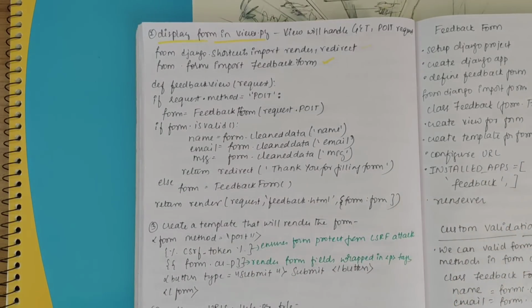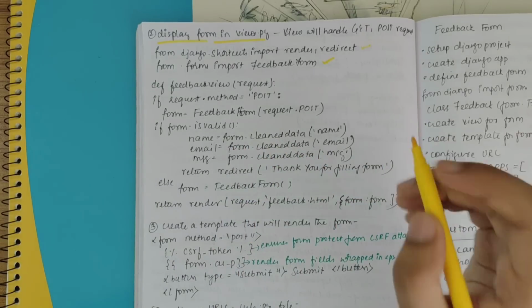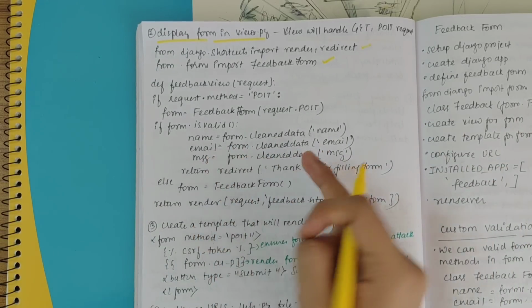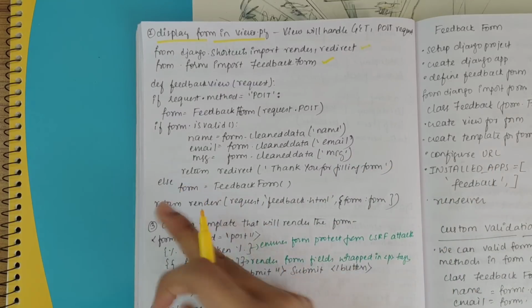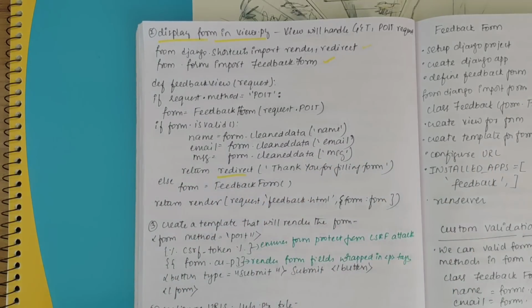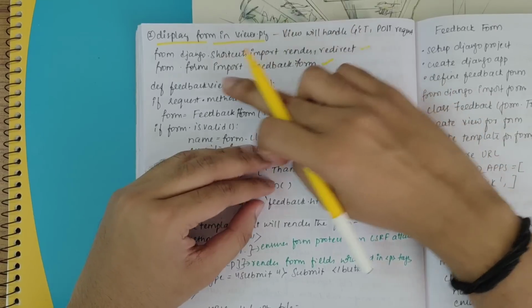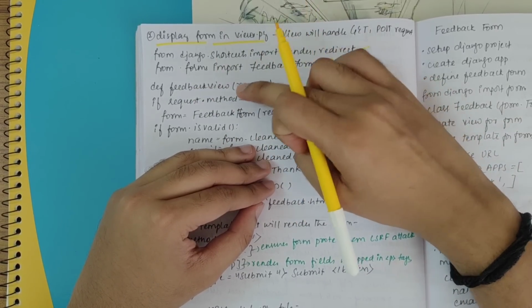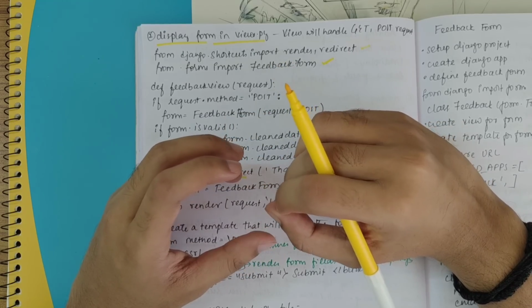After that, name is equal to form.cleaned_data, again email is equal to form.cleaned_data, message is equal to form.cleaned_data of message, and after that I'll be returning redirect, thank you for filling the form. What it means is, once I have filled the form and once we get request.method as POST, the data would be sent, right? The data would be posted.